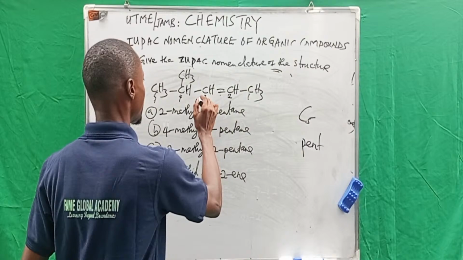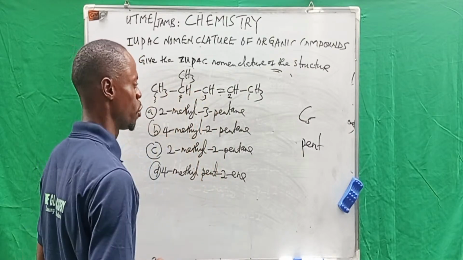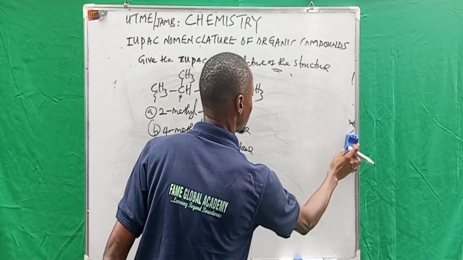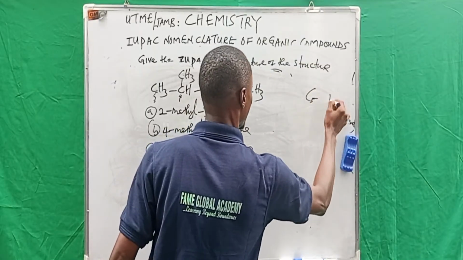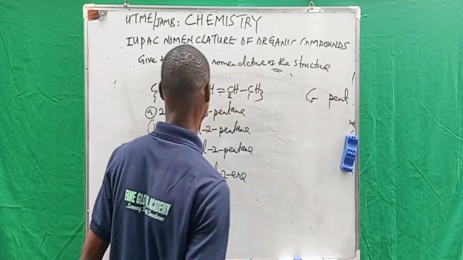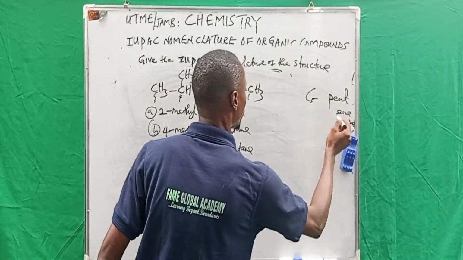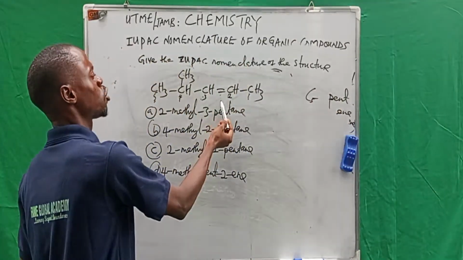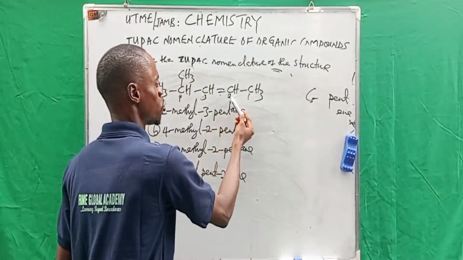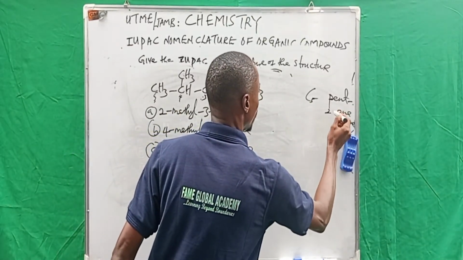1, 2, 3, 4, 5. Are you with me? Having identified our longest carbon, which is 5, and of course, pent is the name, the ending part of it must end with what? With in. With what? In. So look at the position of the functional group, which is at carbon atom 2. So it will end with pent 2 in.